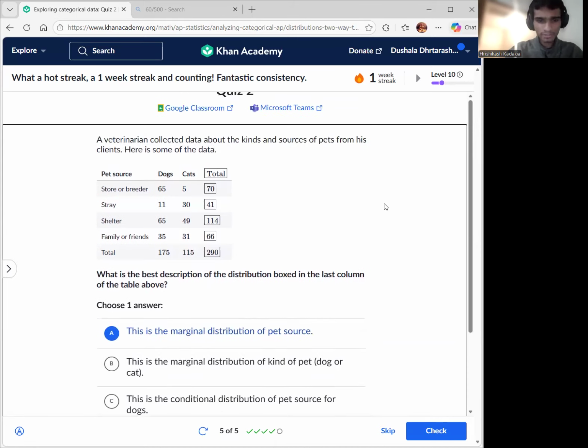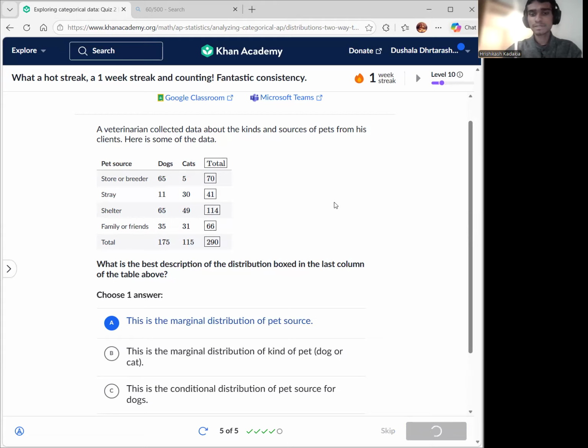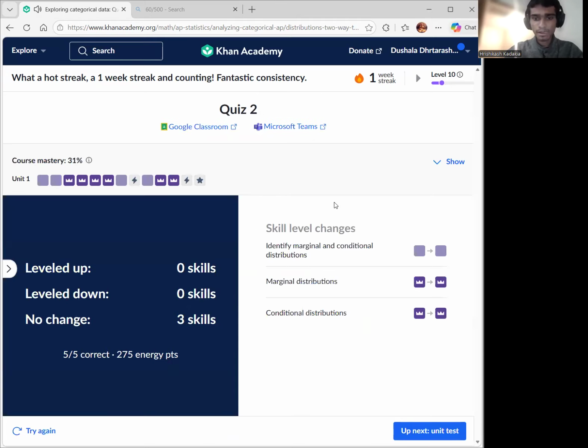It's not about the kind of pet, because if that were the case, 175 and 115 would be the marginal distribution of kind of pet. That is saying 175 dogs, 115 cats. And we're just talking about the pet source, not about the kind of pet. Yeah, there we go. Next, unit test.